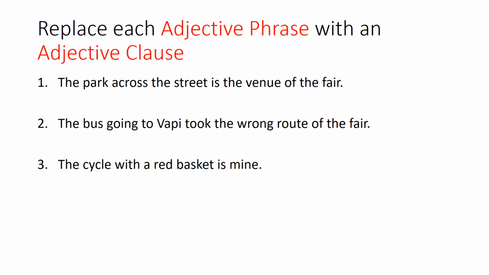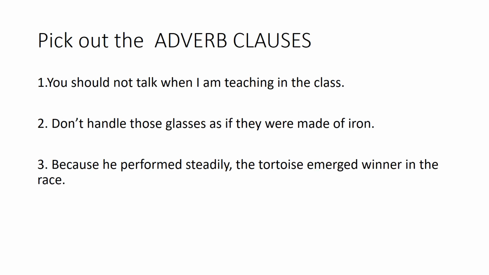Third example. The cycle with a red basket is mine. With a red basket, adjective phrase. Add the words which has. The bicycle which has a red basket is mine.